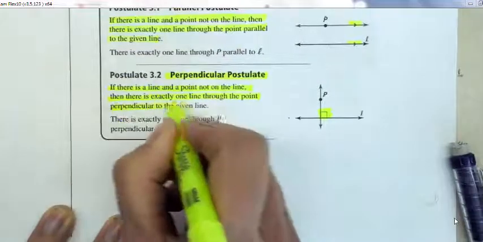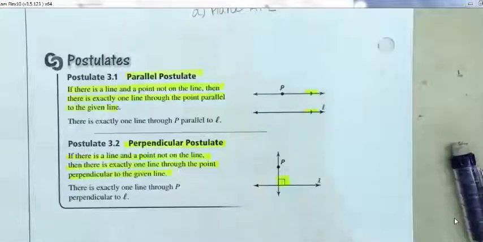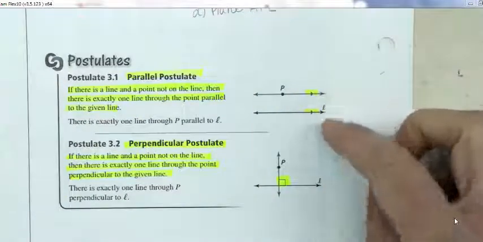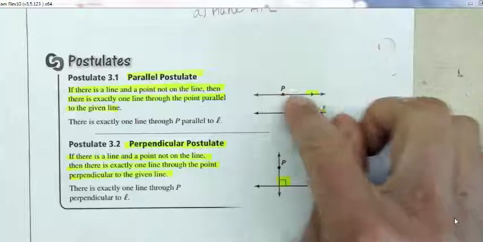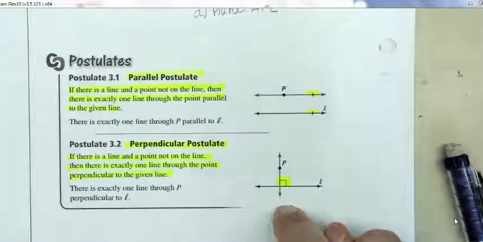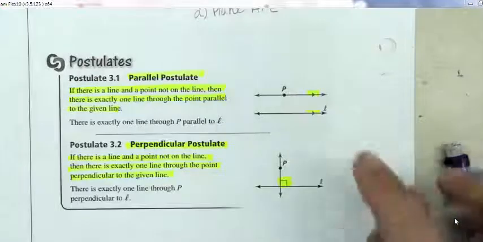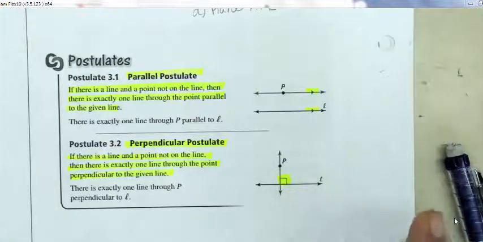And we'll come up with equations of lines. So if you're given a line and you are given a point not on that line, you're going to have to come up with the equation of this line. And same thing here, perpendicular. And that goes back to slopes, right? So parallel lines have the same slope, perpendicular lines have opposite reciprocal slopes.